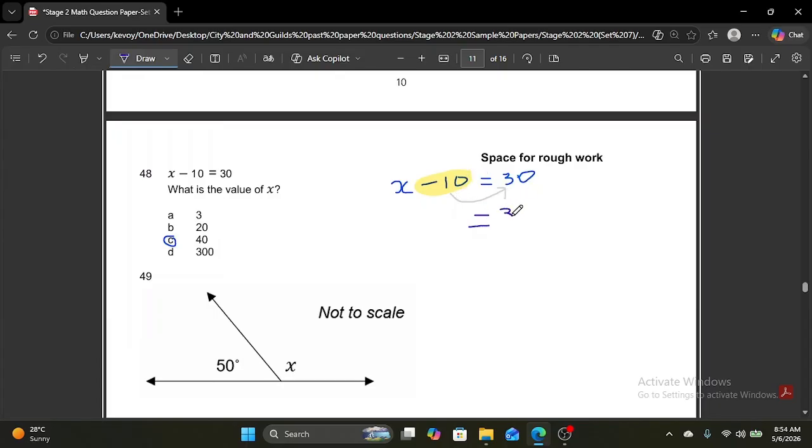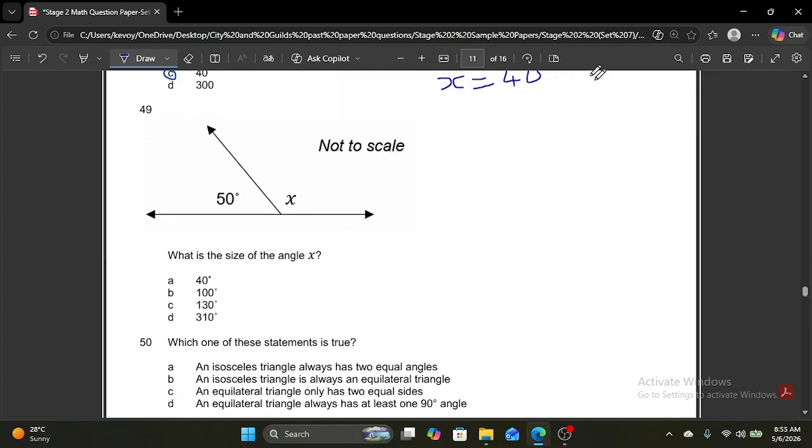So that would be 30. What is the opposite of the subtraction sign? So the opposite of subtract is plus. So you have 30 plus 10, and that will be equal to x. So x will be equal to 40. So 40 is the answer right there.